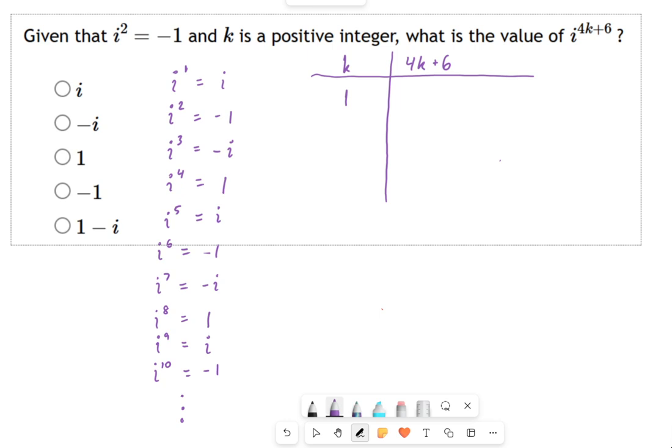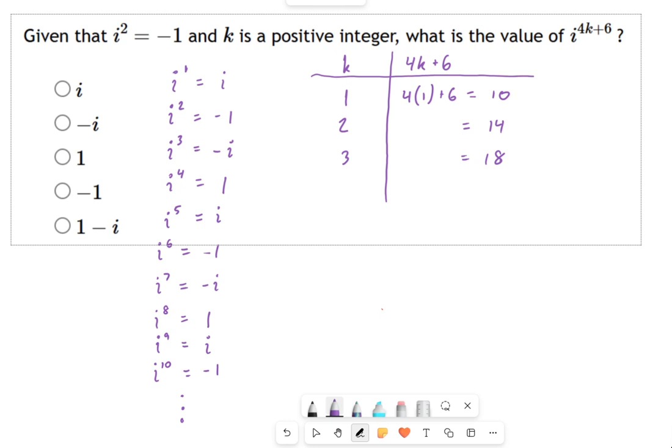So if you say k equals 1, then 4k plus 6 is just going to be 4 times 1 plus 6, and that's 10. Okay, if you wanted to go complicated, you could. You could say 2 or 3 and so on, and you would get things like 14 or 18, right? It doesn't matter what you pick, so I'd just say go easy.